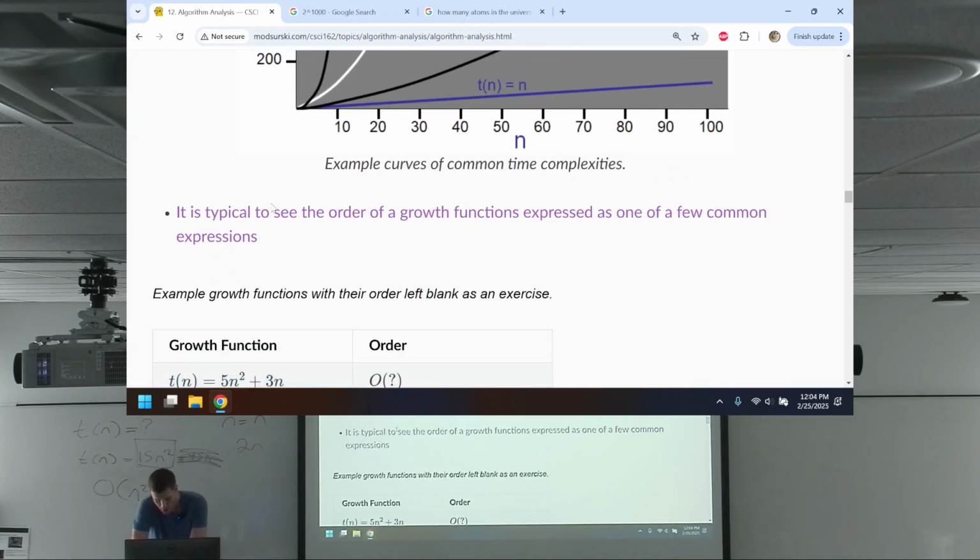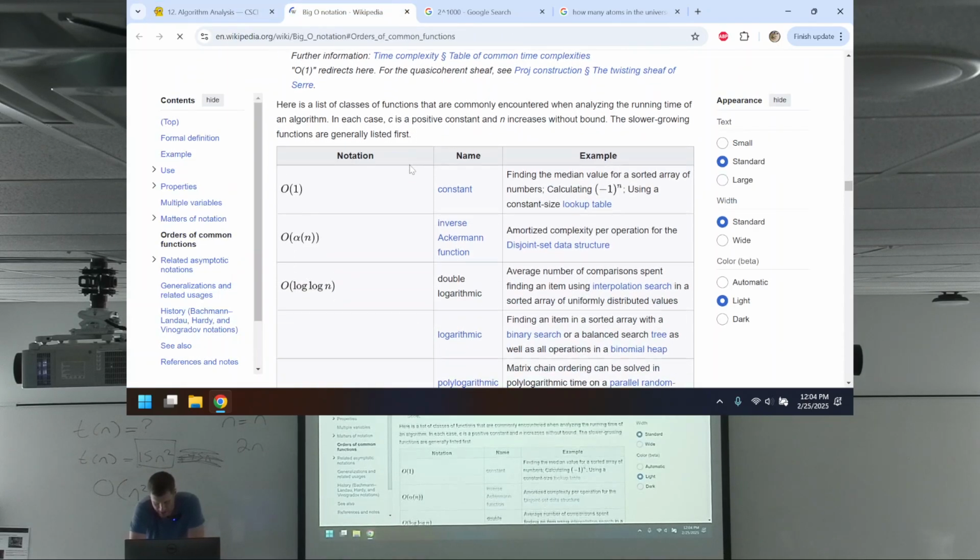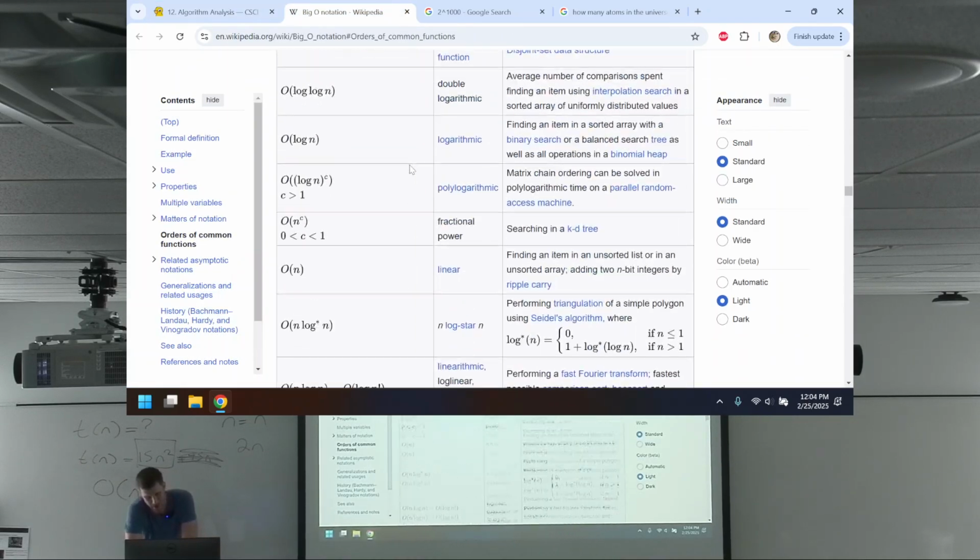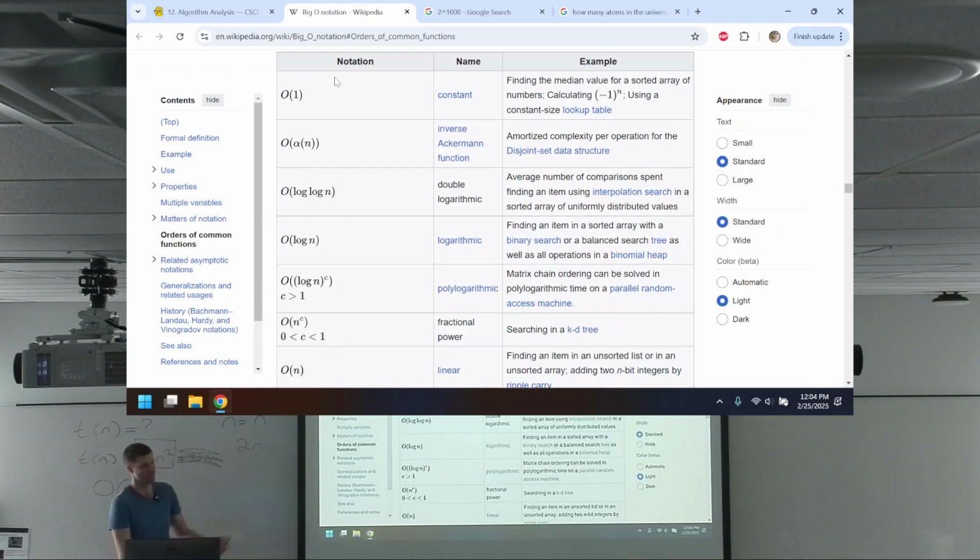If you go to Wikipedia, you can find the common ones. Look, order 1. And they're in order from good to bad. If you have an algorithm that solves your problem and it's constant time, you are a very happy person. Everyone's happy with you. Then we have this alpha n, who cares? You never see that. Log n, that's usually what we're going to see.